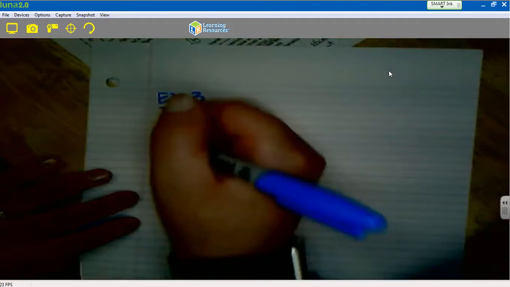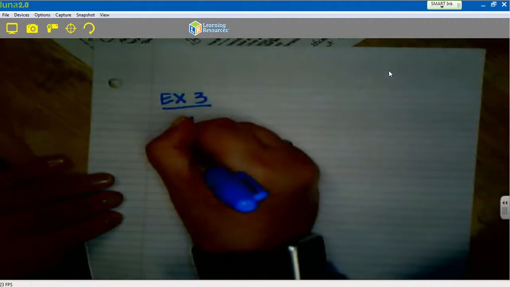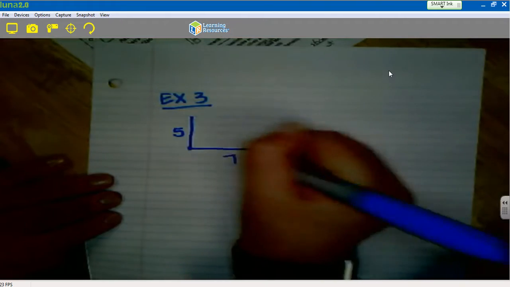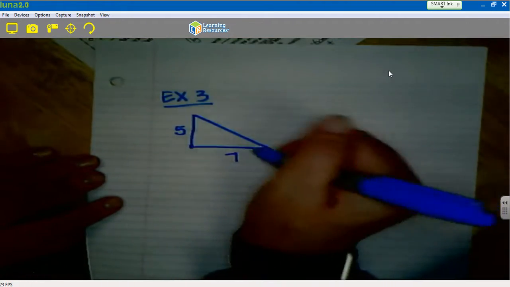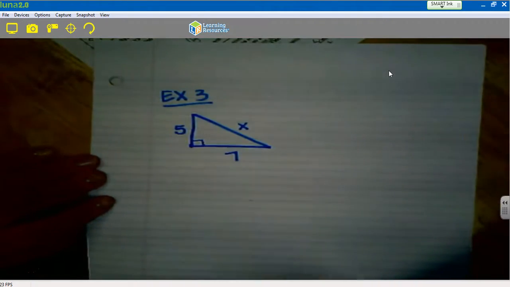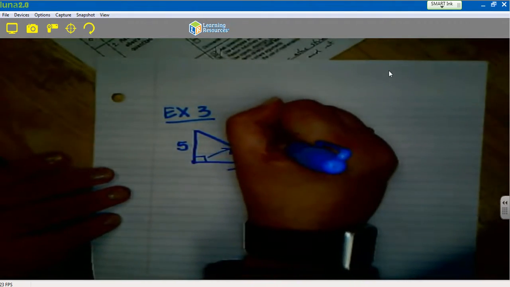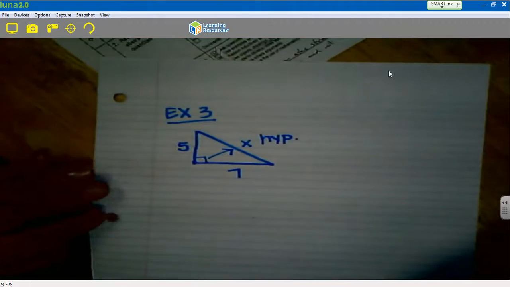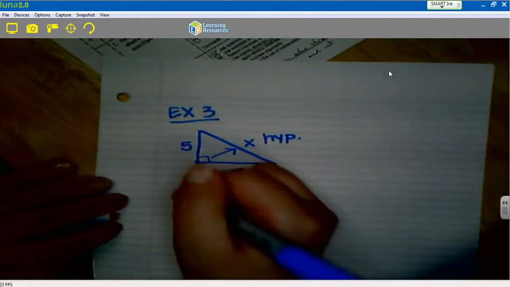Zachary walks 5 feet north, so that means he's going up. Jane, she's going to go 7 feet east, so that's going to the right. How far apart are Zach and Jane? I'm just going to call that X. So again, first thing we want to do is identify that hypotenuse. So we're going to do leg squared plus leg squared equals hypotenuse squared.